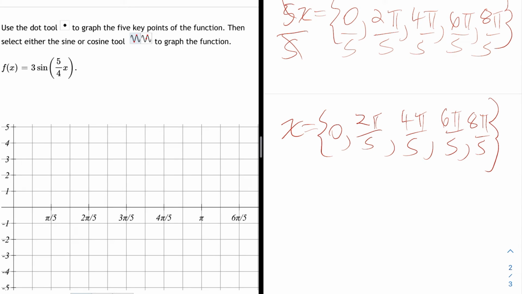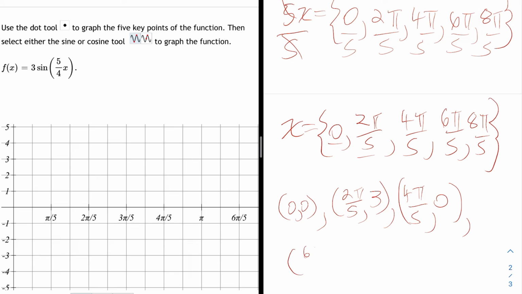So the key points were first an intercept. That one occurs when x is 0, so 0, 0 is an x-intercept. Then a maximum. That occurs when x is 2 pi over 5. So at 2 pi over 5, the function reaches its maximum value, which is its amplitude 3. Then at 4 pi over 5 is going to be another intercept. Then at 6 pi over 5 is going to be the minimum, -3, the negative amplitude there. Then at the end is going to be another intercept at 8 pi over 5, 0. So those are the 5 key points.